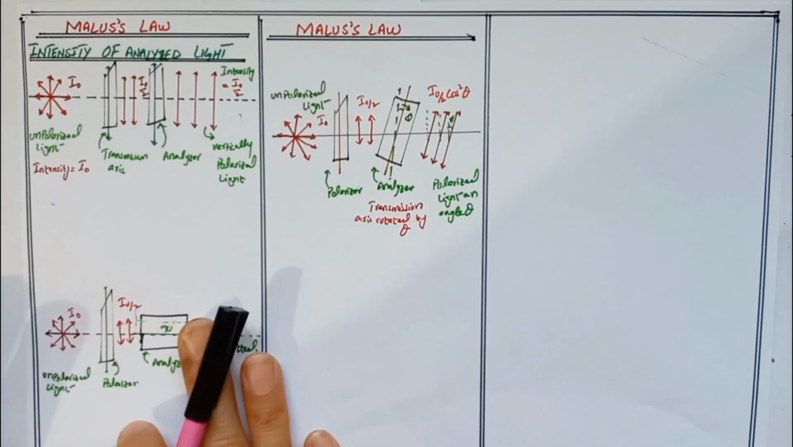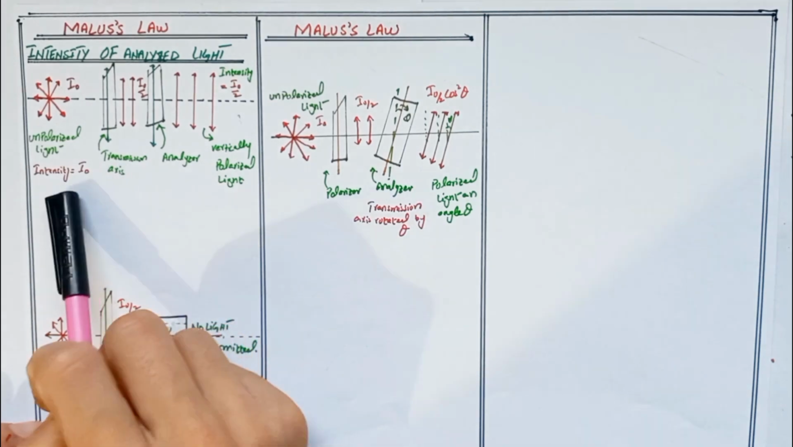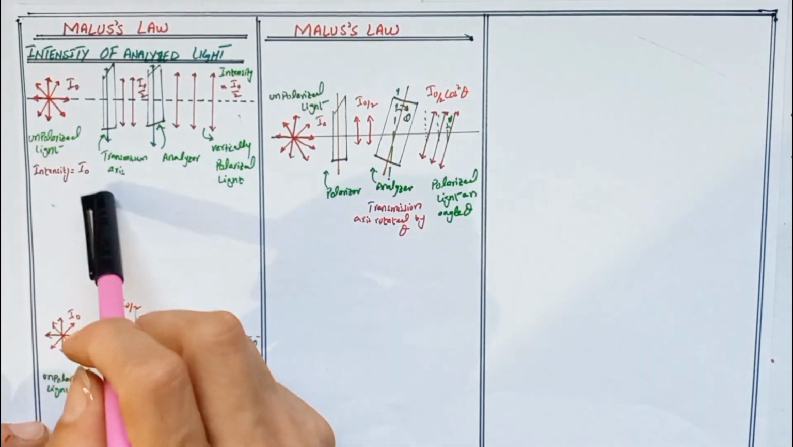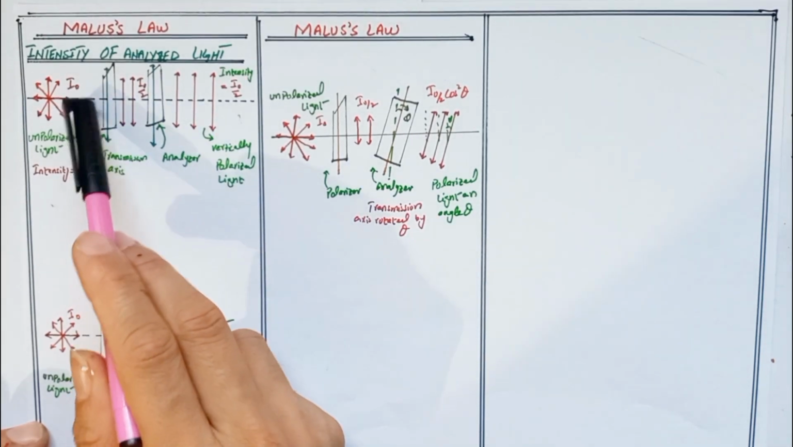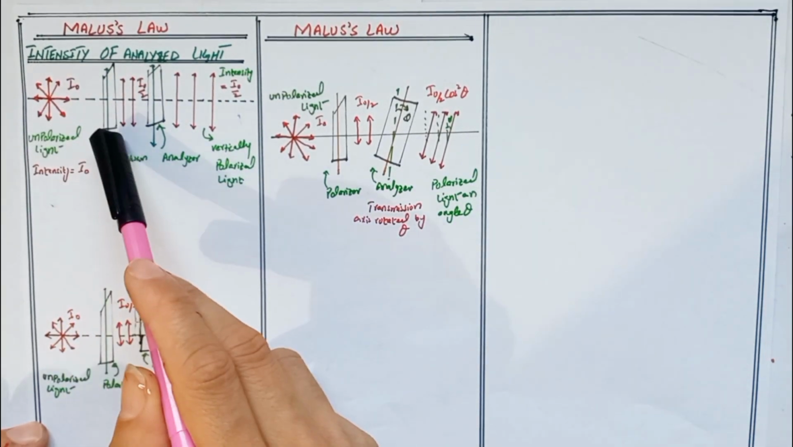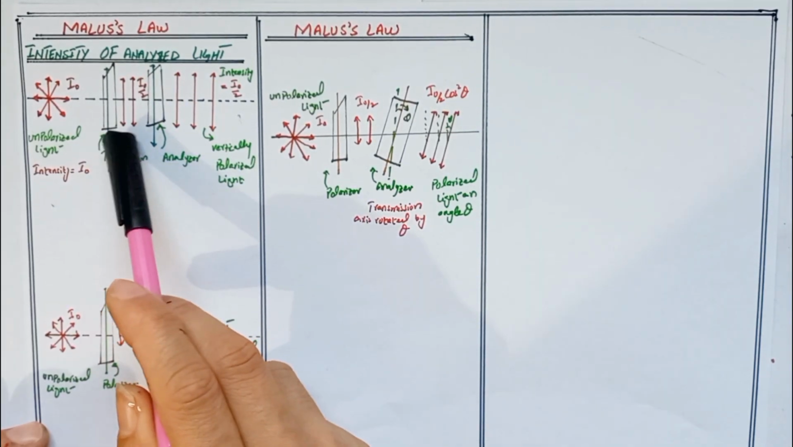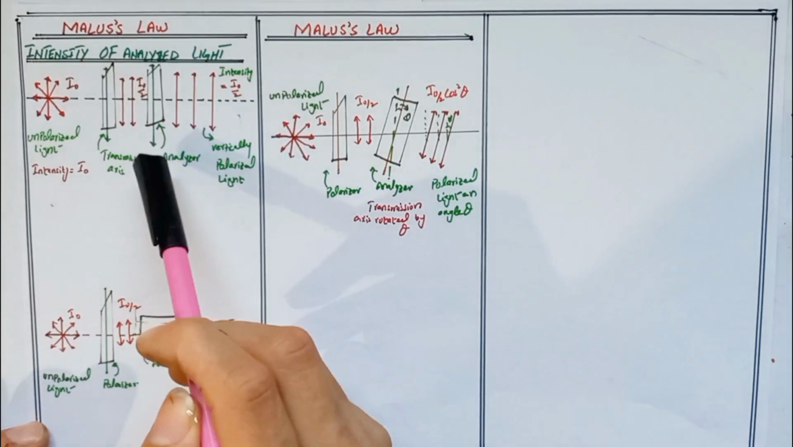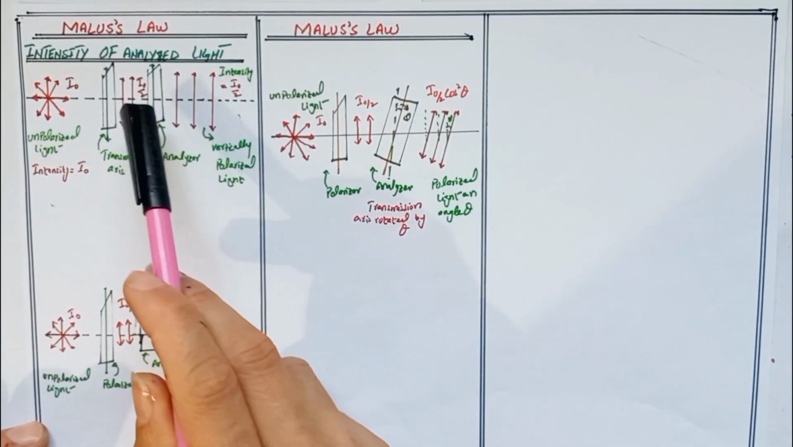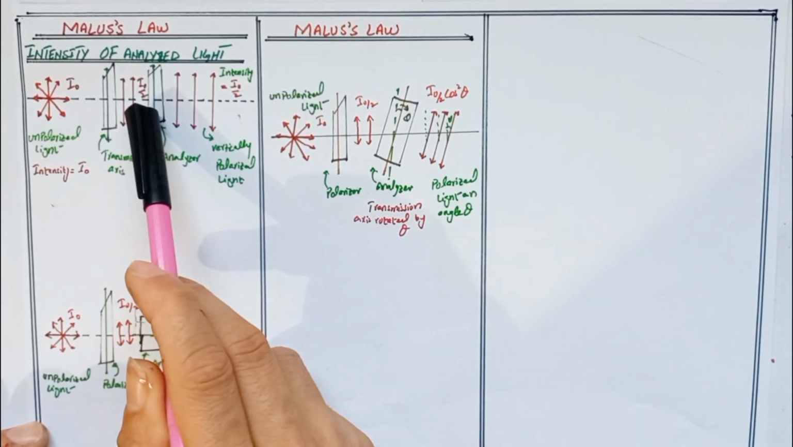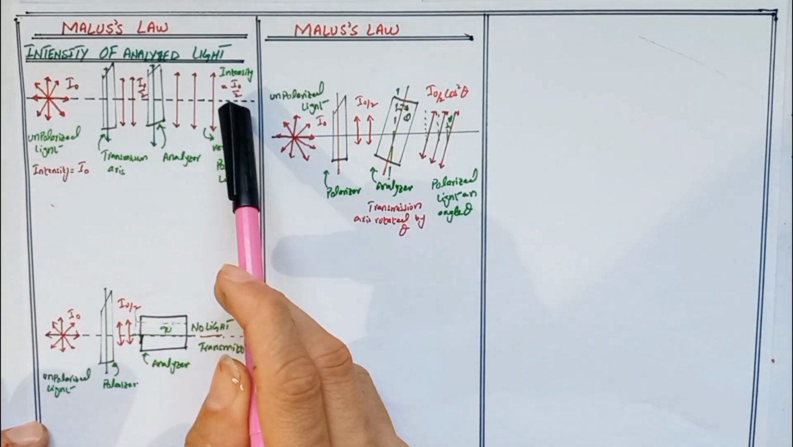Now we discuss the intensity of the analyzed light. When unpolarized light of intensity I naught passes through the polarizer, intensity is reduced to I naught by 2. Then this vertically polarized light passes through the analyzer whose transmission axis is also vertical, so its intensity is not reduced. It is the same as the intensity of the polarized light, I naught by 2.